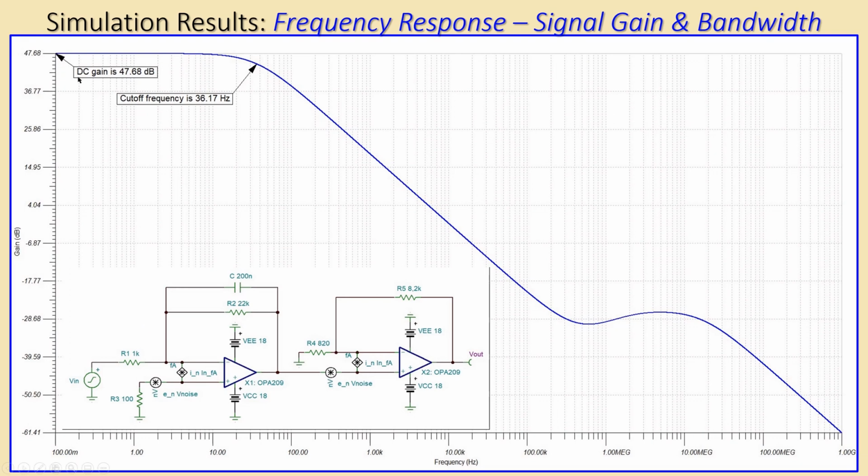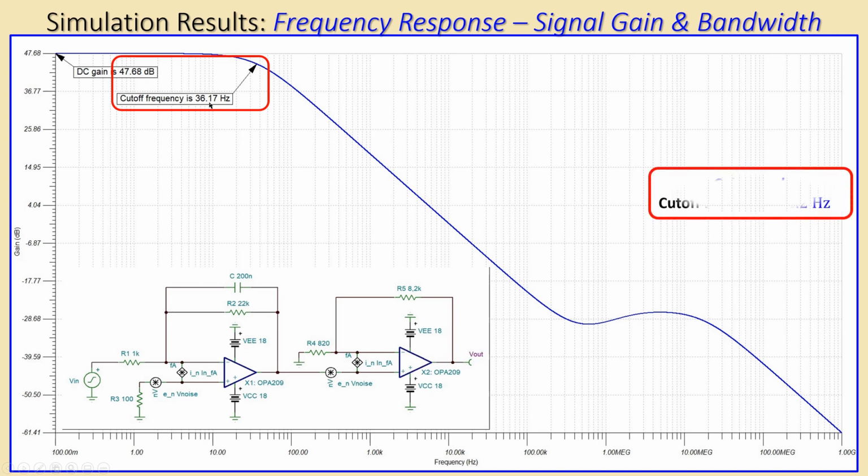The signal gain, or the DC gain, is shown here. It is approximately 47.7 dB, and we can see the cutoff frequency also here. It is 36.17 Hertz, and in our calculations we actually had 36.2 Hertz, very close to what we have calculated. So that's actually a very nice result.